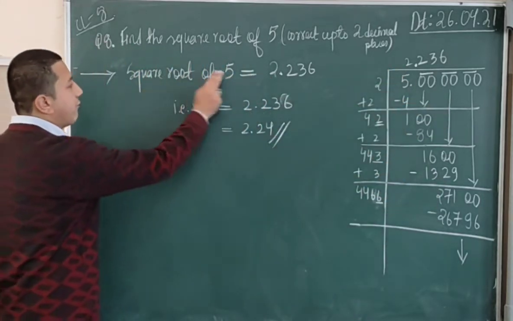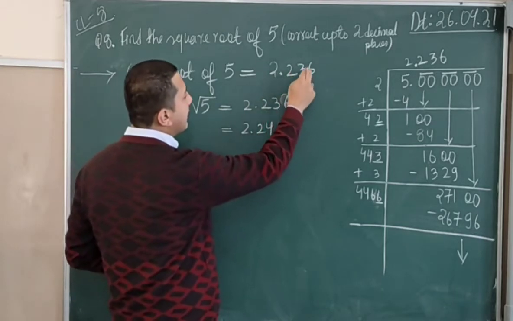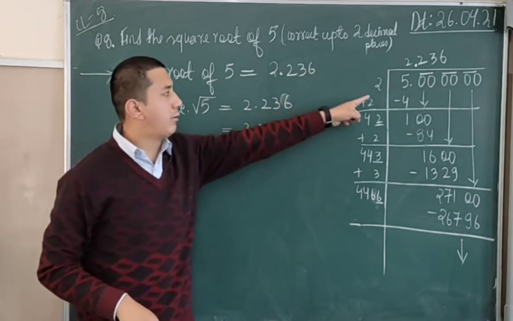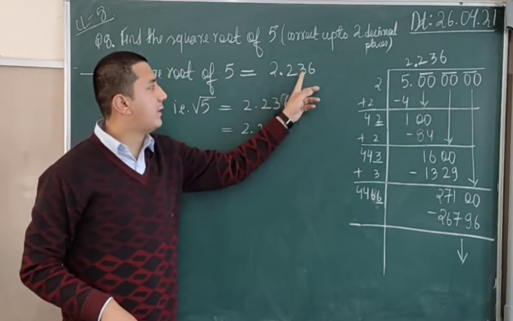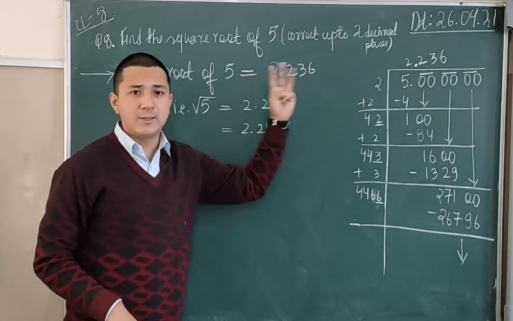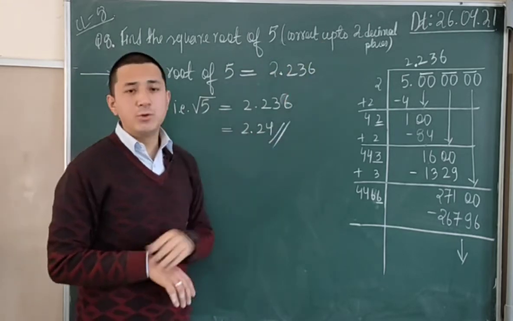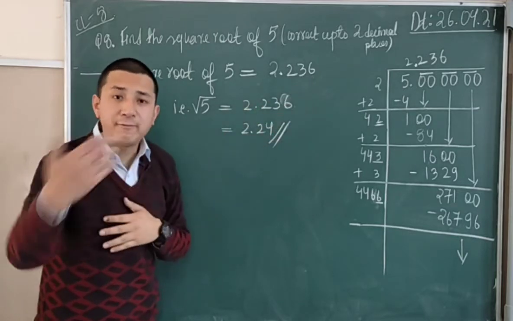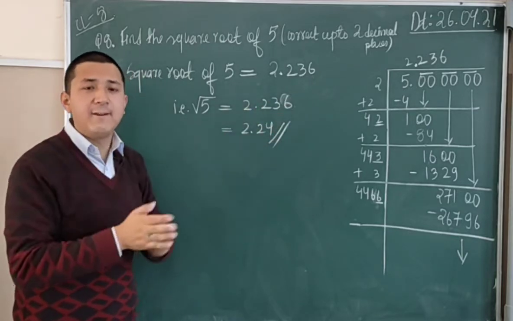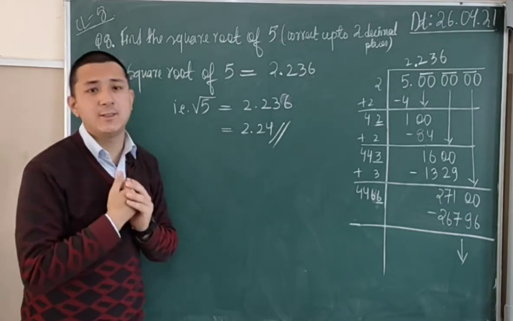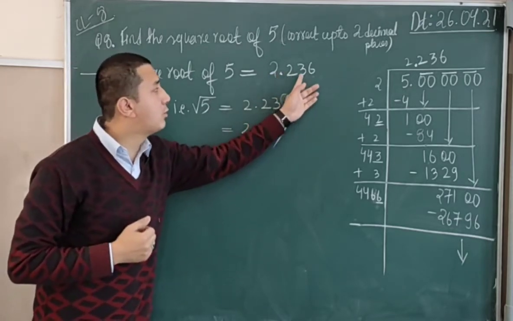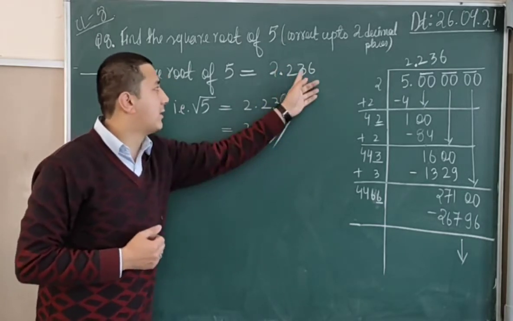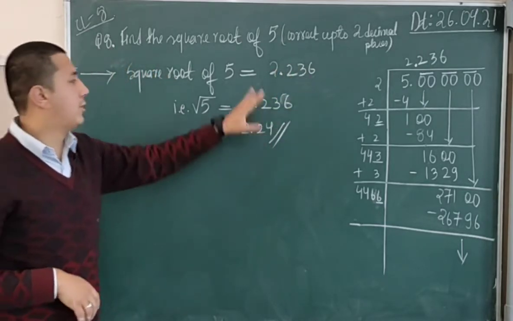So the square root of 5 is 2.236, and this is 3 decimal places. But you are asked to correct up to 2. Look at the last digit. What is it? 6, which is more than 5. So if it is more than 5, I have to add 1 to the previous digit. So 2.236 will be 2.24, because 3 plus 1 will be 4, which is your answer.